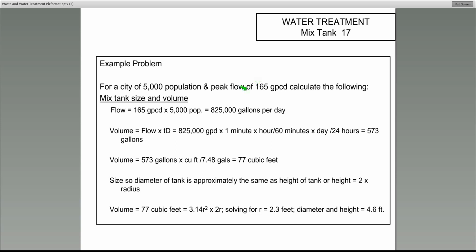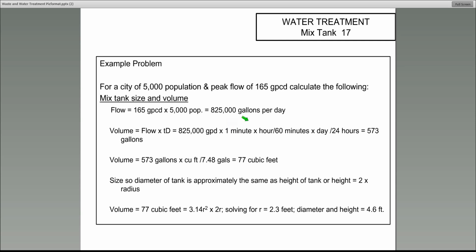So the flow, or Q, is equal to 165 gallons per capita per day times the population. So you multiply those together, you get 825,000 gallons per day. The formula for the volume of the mixed tank is the flow times the detention time. So the flow is 825,000 gallons per day. I'm going to go ahead and use a 1 minute detention time. It could be 30 seconds to 1 minute. Usually they'll tell you what it is on the test, what the detention time would be.